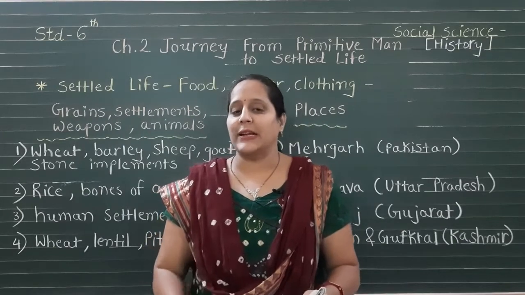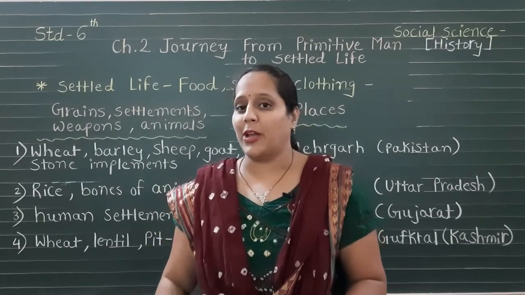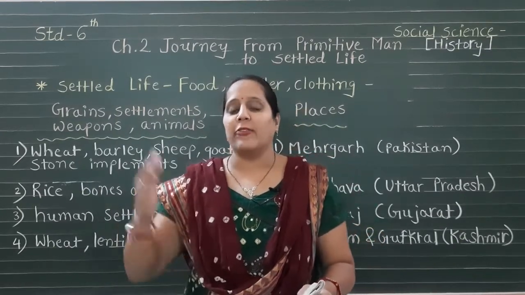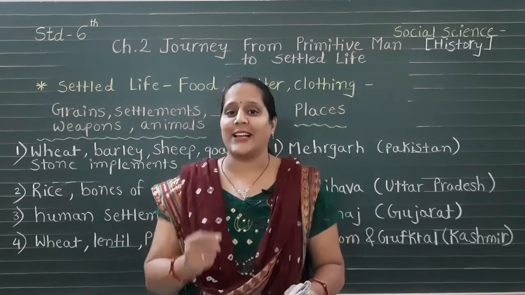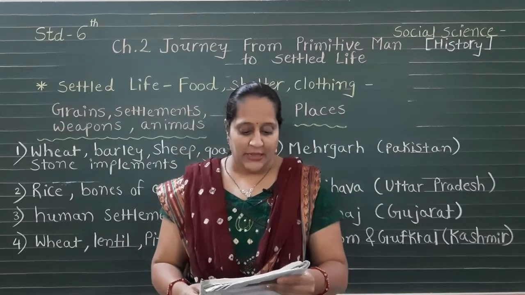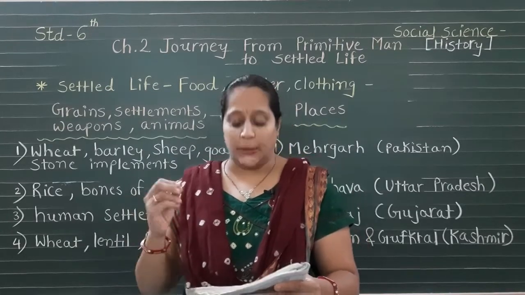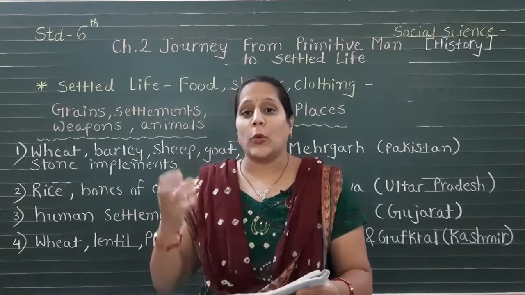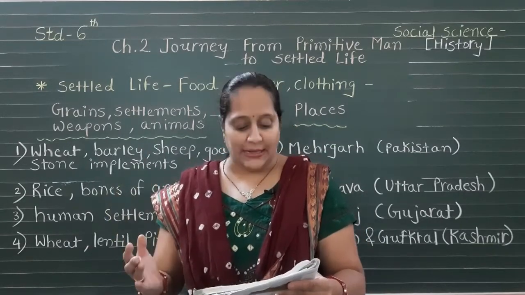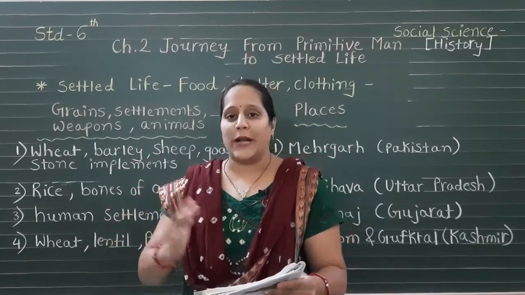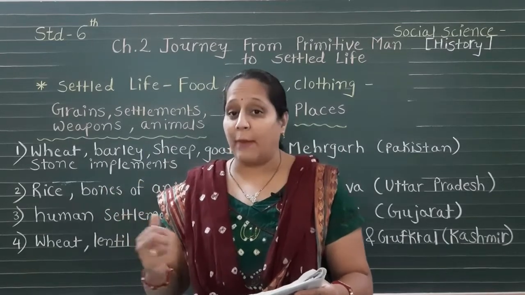Before, here we study about the nomadic life. What is meant by nomadic life? They were wandering from place to place in search of food. But now, through agriculture, they live a settled life. He also started making earthen pots for storing grains. As the wandering life came to an end, there was a widespread change in their food habits.